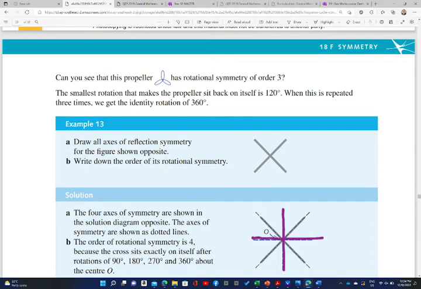I could cut it in half that way, and then the top and the bottom would be a reflection, yes? I could also cut it on this axis, and that means the other two arms would be a reflection of each other. And I could cut it on this axis, and that means that these two arms would be a reflection of each other. Right? So how many different ways could I do that? 1, 2, 3, 4 different lines I drew. Right? Okay.